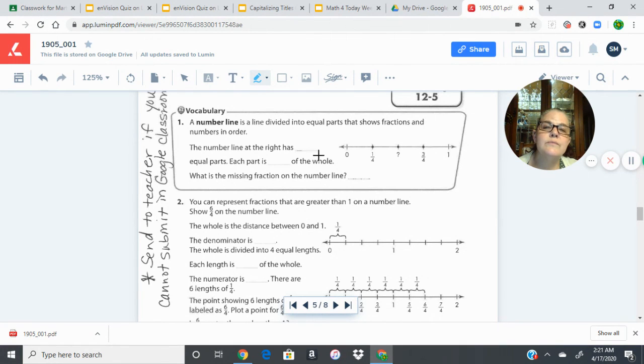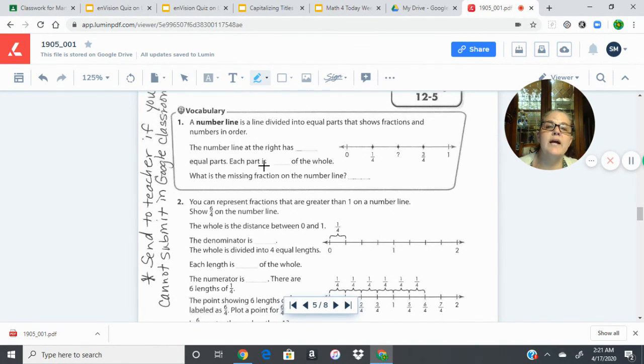So on our Google Classroom, I put some boxes and I made them purple so you could notice them. So the number line at the right has how many equal parts? How many parts are there? You write that number here for equal parts. Each part is how many of the whole piece.